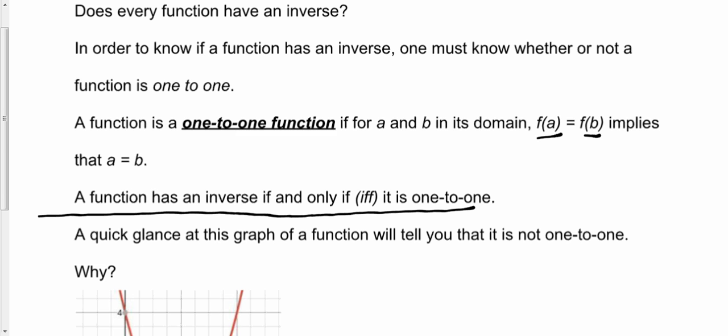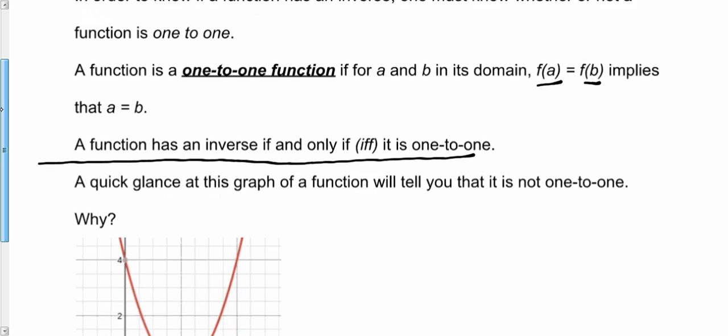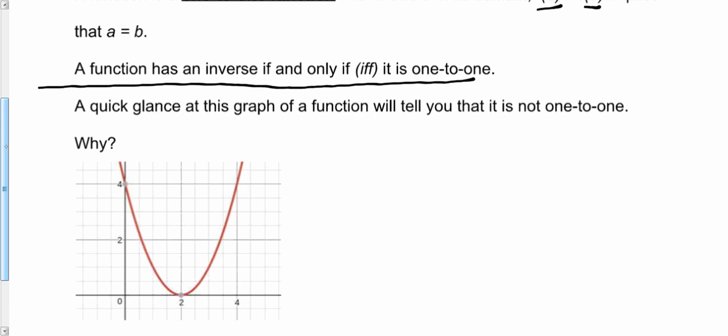A function has an inverse if and only if it is one-to-one. So, let me ask you, this graph right here, the red line is a function, is it one-to-one? No, why? Why is it not one-to-one?